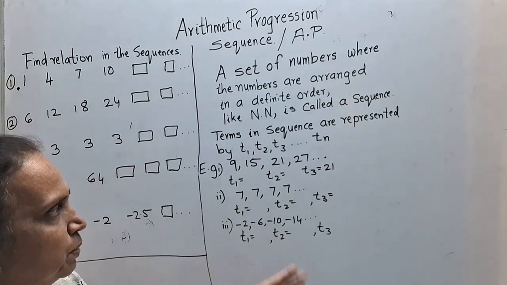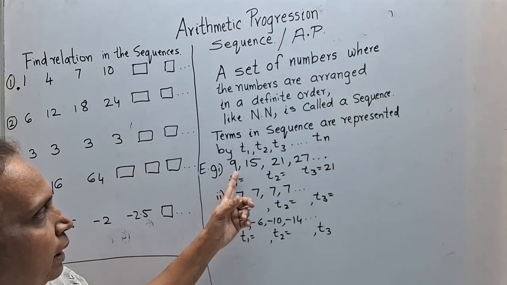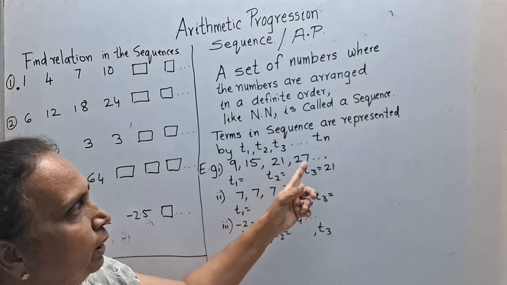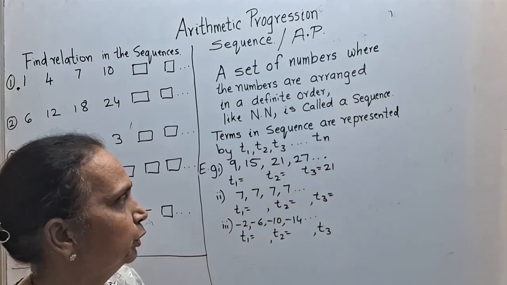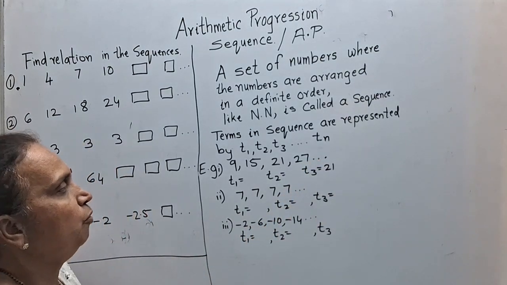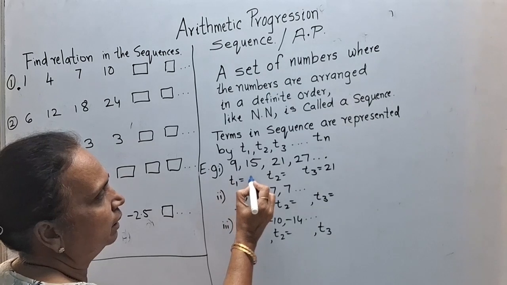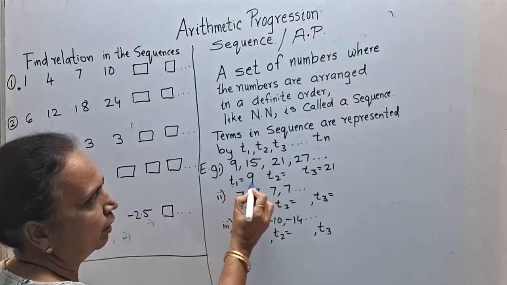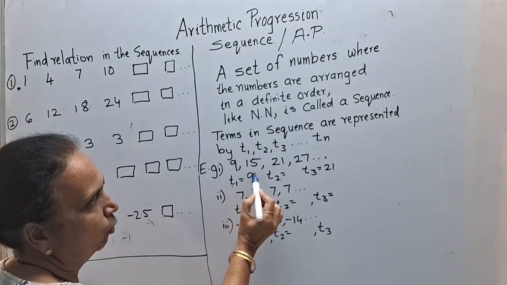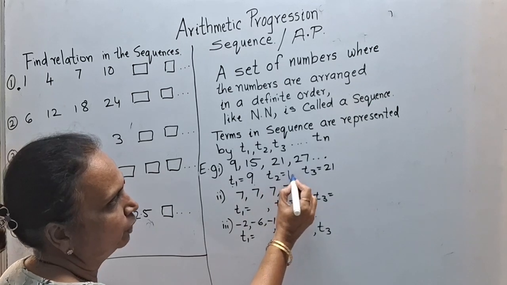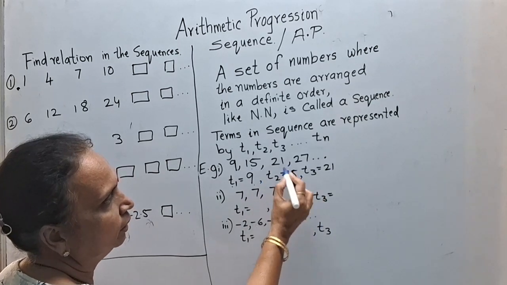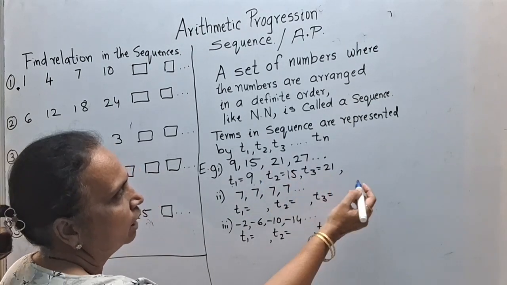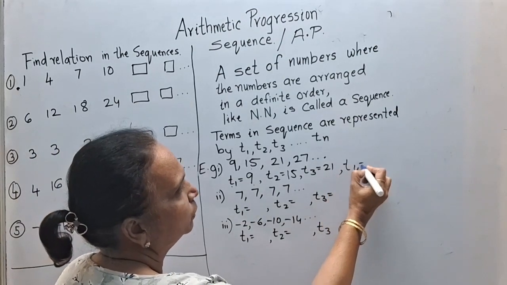So, a few examples we have written here. For example, 9, 15, 21, 27, ... Okay. So, now what is the first term here? 9. That is T1. What is the second term? 15. What is the third term? 21. If they have asked you T4, it is 27.